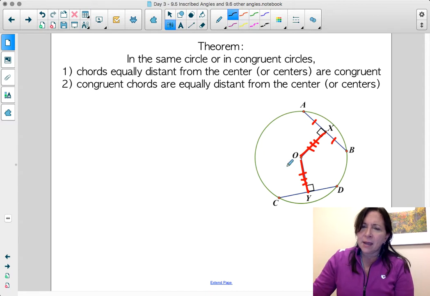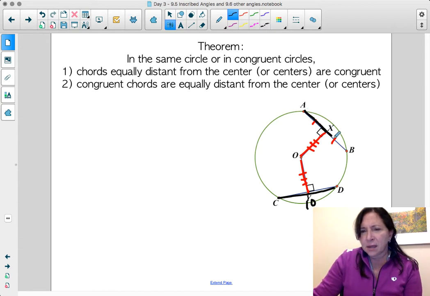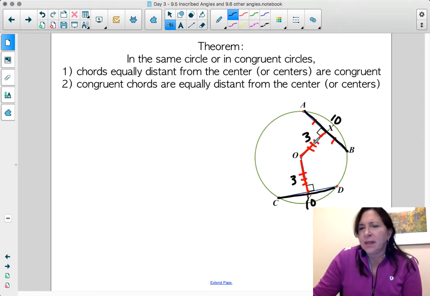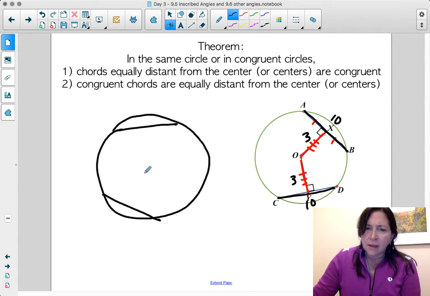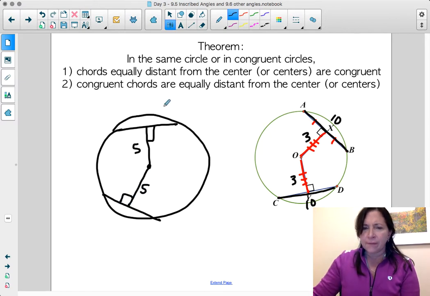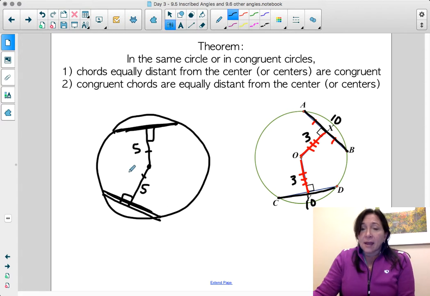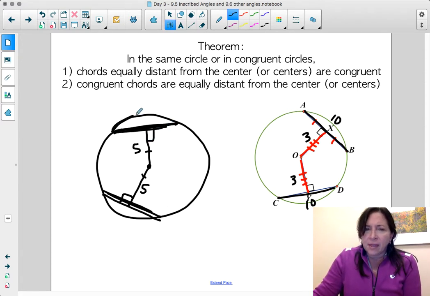So if, let's say, my chord CD was 10 centimeters, and AB was also 10 centimeters, the lengths are the same, that would mean that these distances would also be the same. And always, the converse is going to be true: if I said that there's my center and this distance from here to here, which was perpendicular, was 5, and this distance here, which is perpendicular, is also 5, if these distances are congruent, that would make my chords also congruent. And remember that if my chords are congruent, then the intercepted arcs here are also congruent. They would be the same measurement.